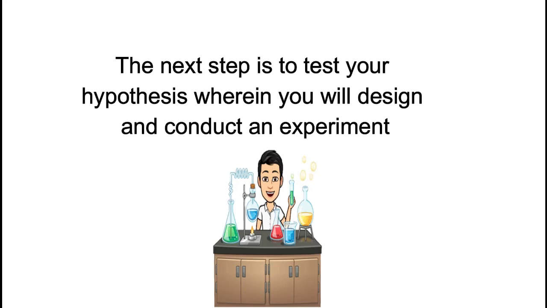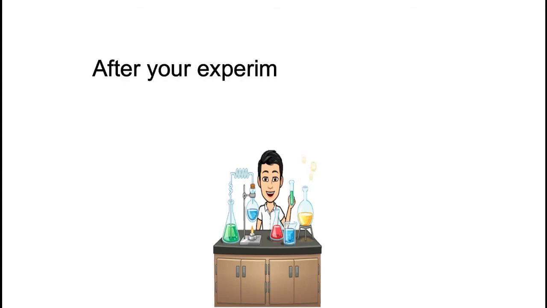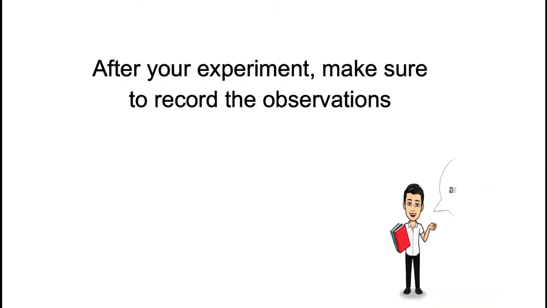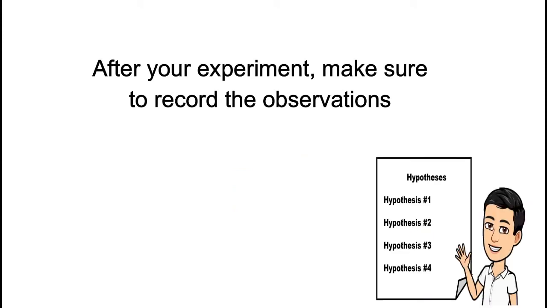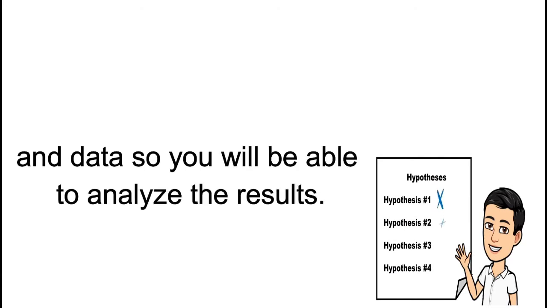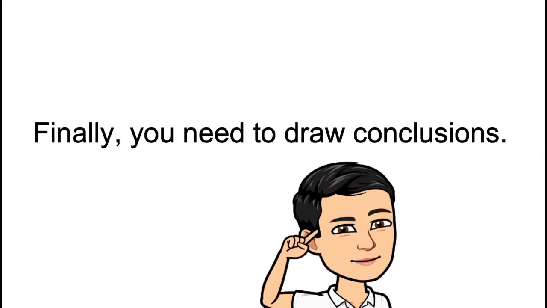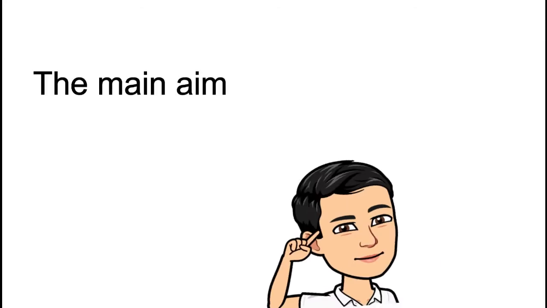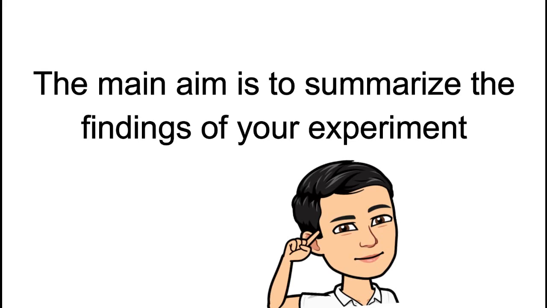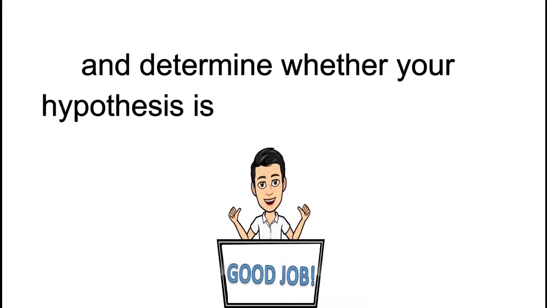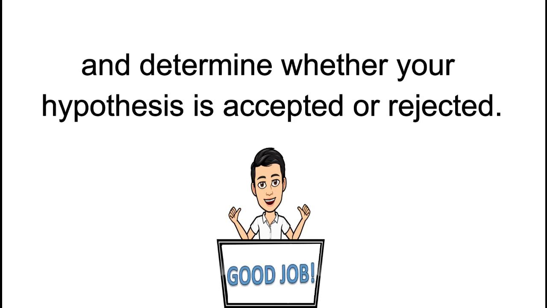The next step is to test your hypothesis, wherein you will design and conduct an experiment. After your experiment, make sure to record the observations and data so you will be able to analyze the results. And finally, you need to draw conclusions. The main aim is to summarize the findings of your experiment and determine whether your hypothesis is accepted or rejected.